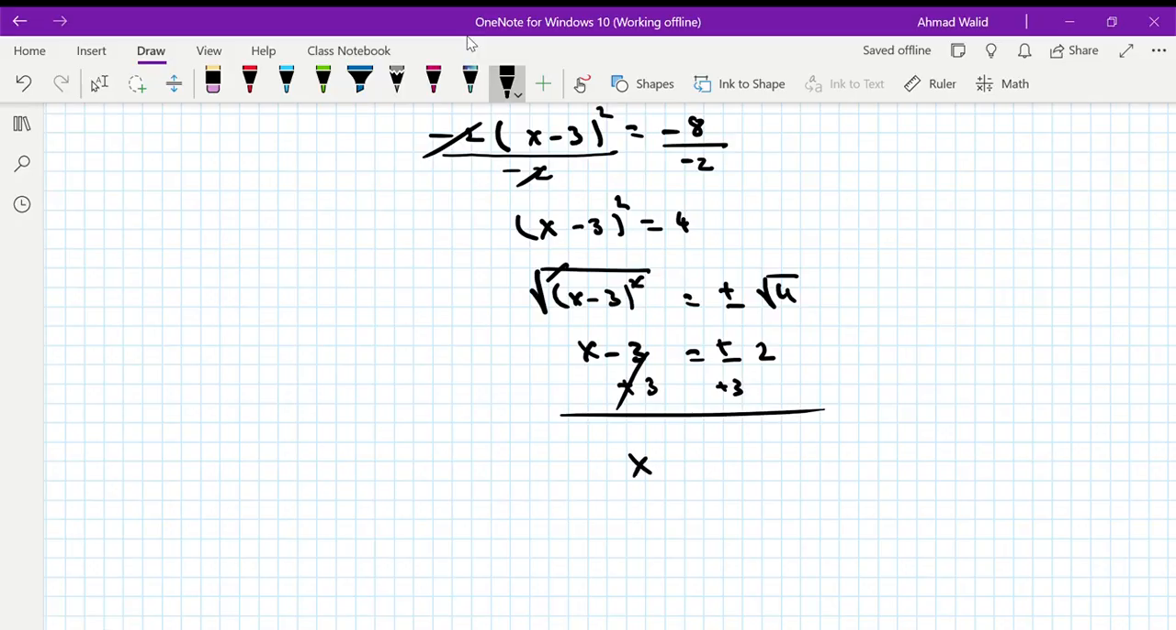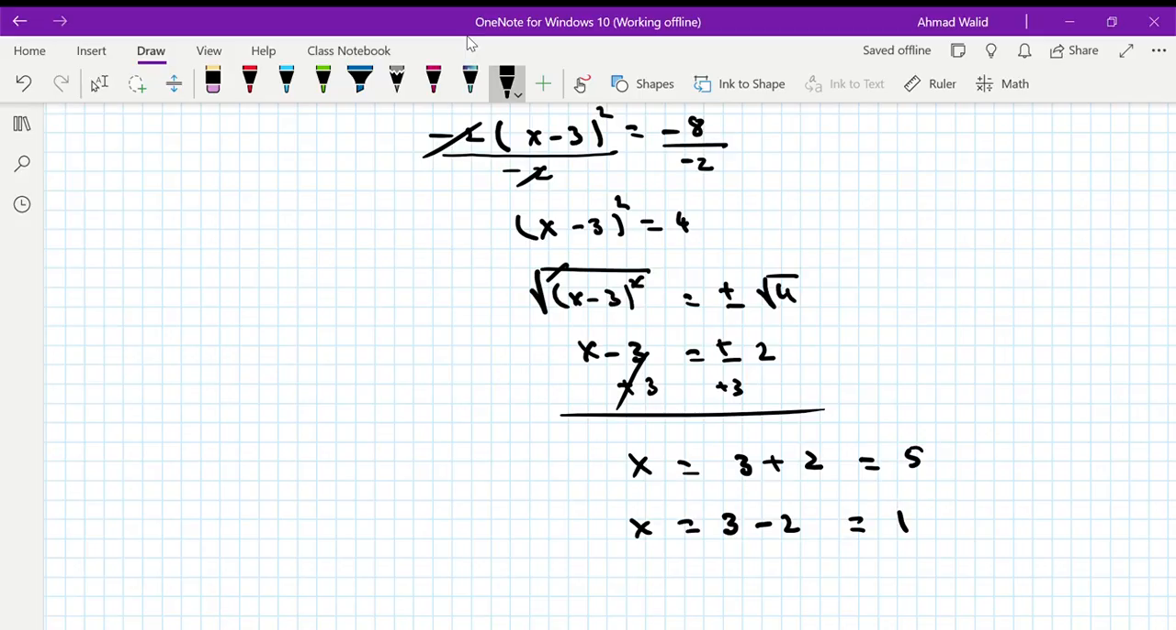It means x equals 3 plus 2, one of the answers, and x equals 3 minus 2, the other answer. 3 plus 2 gives you 5. 3 minus 2 gives you 1.